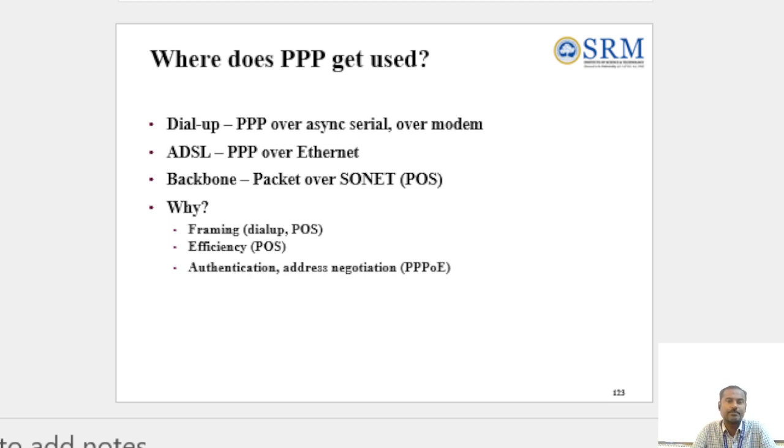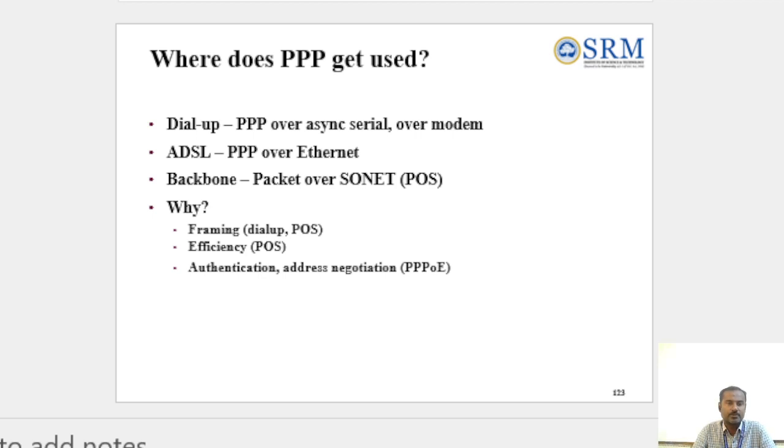Then where does PPP get used? In dial-up connections, PPP is used over the modems. In olden days they used to get dial-up connections for telephones. Then ADSL, that is PPP over Ethernet. A point-to-point connection using Ethernet can use this PPP, that is point-to-point protocol.